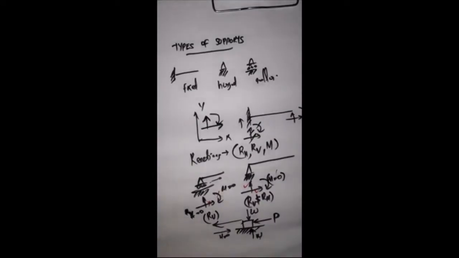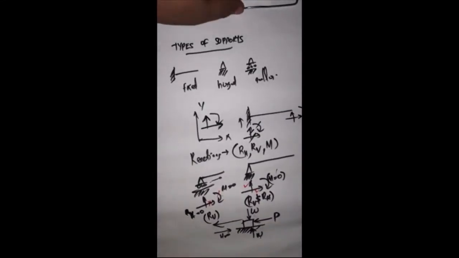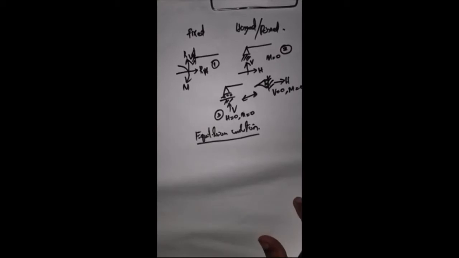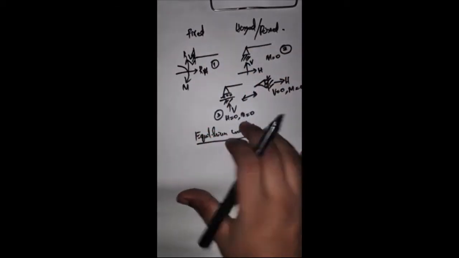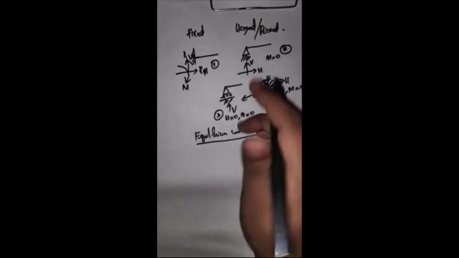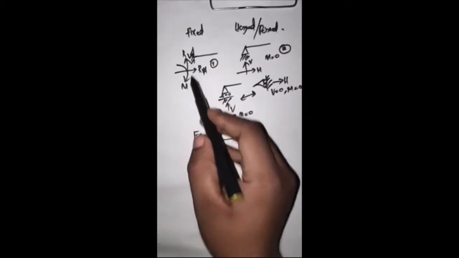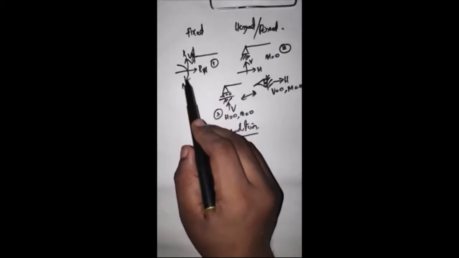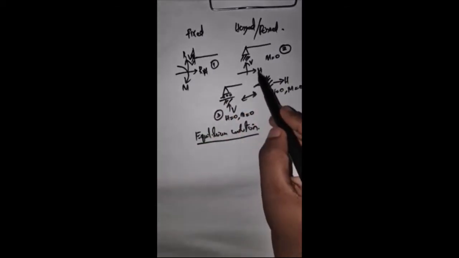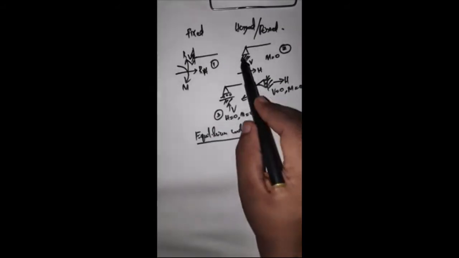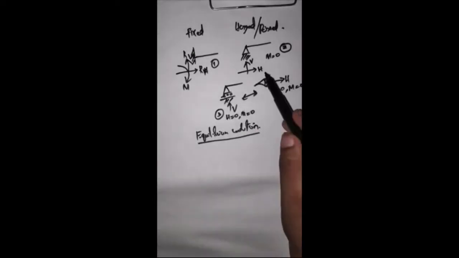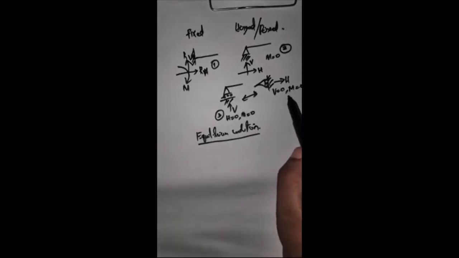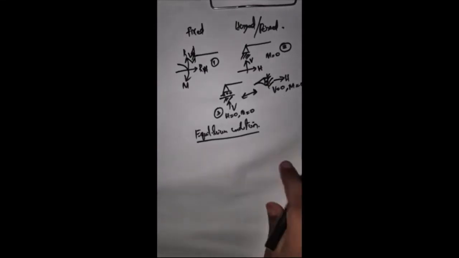So let me explain about the equilibrium condition. This is what we have discussed now. In a fixed beam there will be horizontal reaction, vertical reaction and moment. In a hinge support there will be vertical and horizontal, moment will not be there. Then a roller support, there will be only vertical in the case of a horizontal roller. In the case of a vertical roller, there will be only horizontal force. The vertical and moment will be 0 at this point.